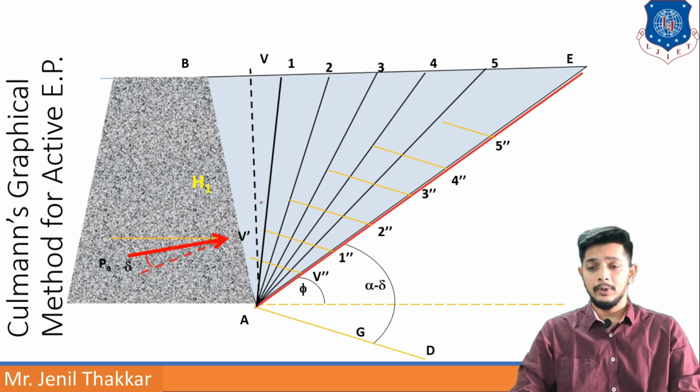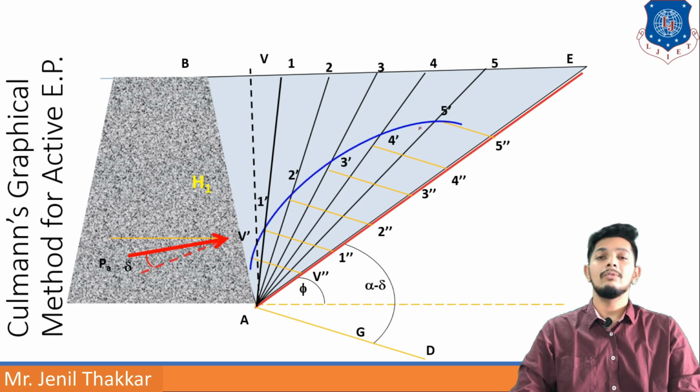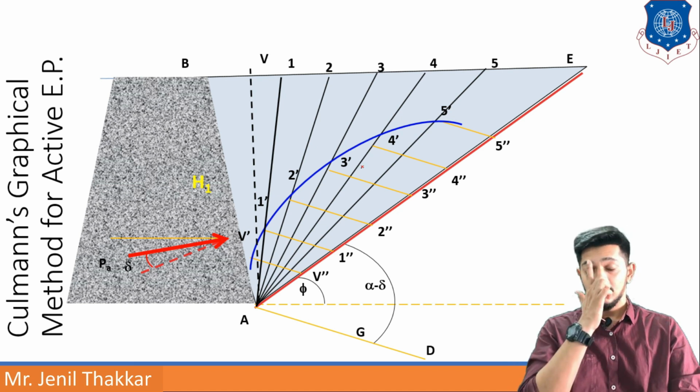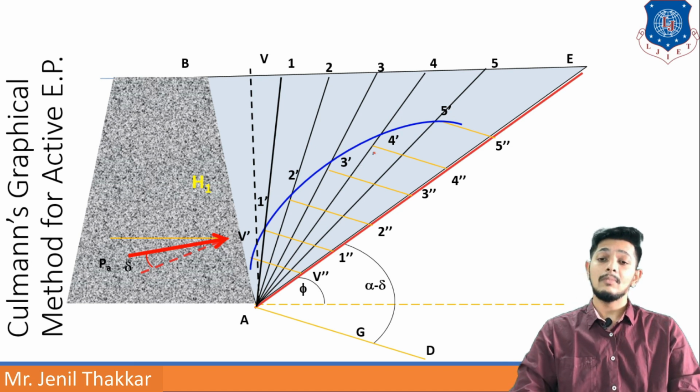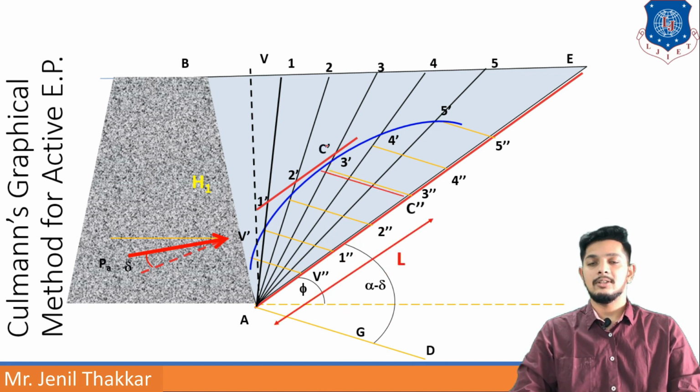And all these points will draw a curve, and that curve will be known as Culmann's curve. We can give these lines names like 1 dash, 1 double dash, 2 dash, 2 double dash, 3 dash, 3 double dash. So the name can be anything. Now this blue curve is known as Culmann's curve or Culmann's graph. Now the tangent to that will be very crucial. This red tangent line will be drawn here as the C dash C double dash line.